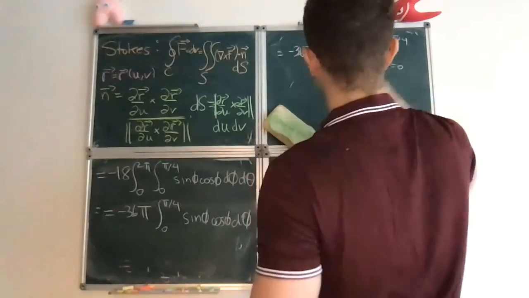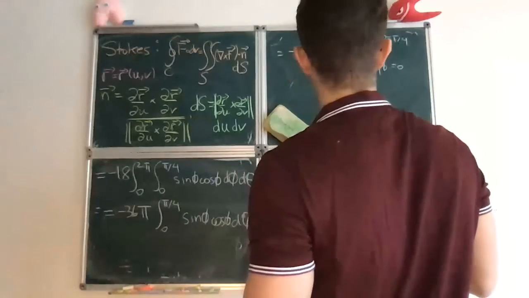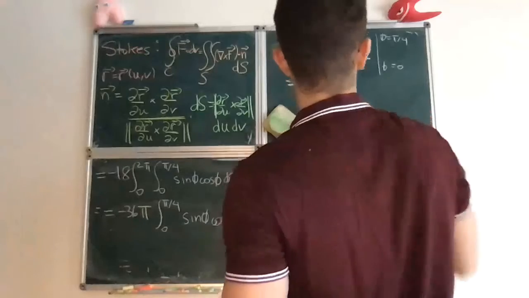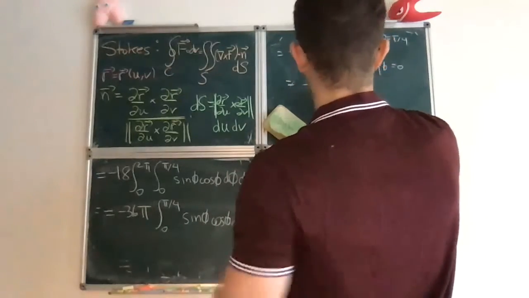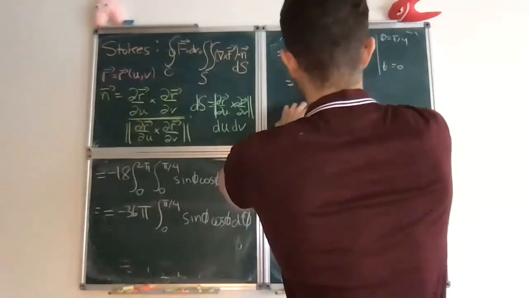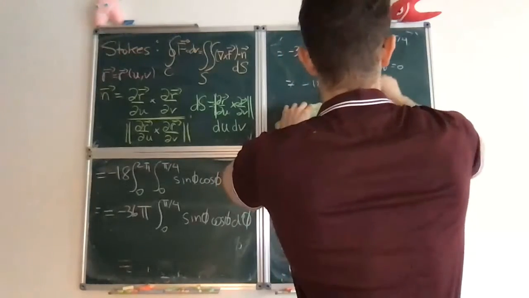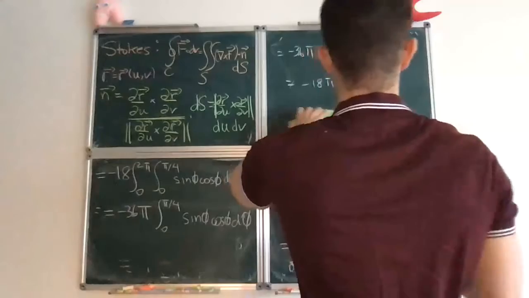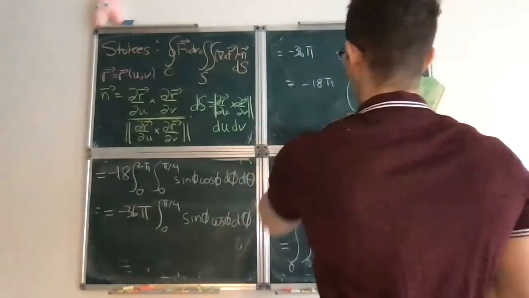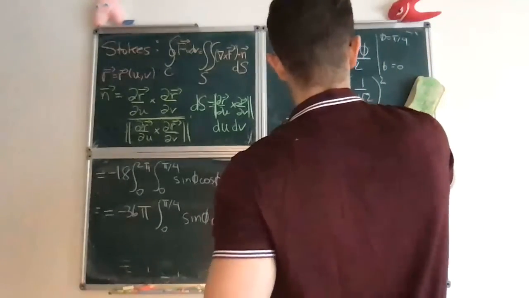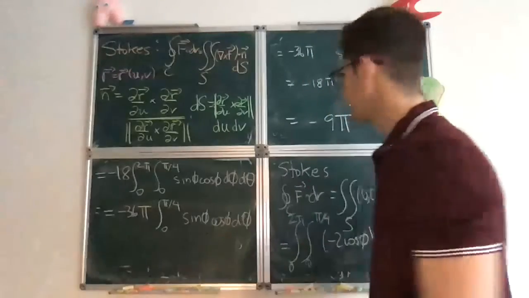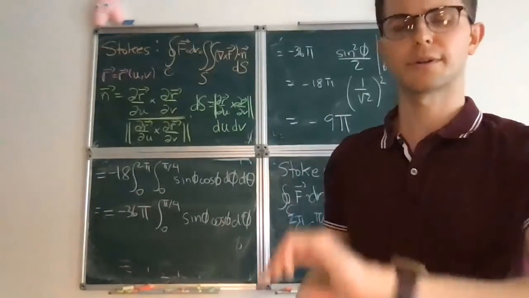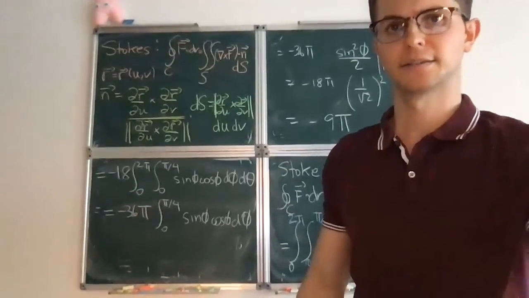At 0 you don't have to worry because this is sine, and so you get negative 18 pi times sine of pi over 4, which is 1 over root 2, squared, and so that gives you 1/2, and so you get negative 9 pi. So according to Stokes' theorem, the integral gives you negative 9 pi. And so you can do the integral directly to verify that that's the case.